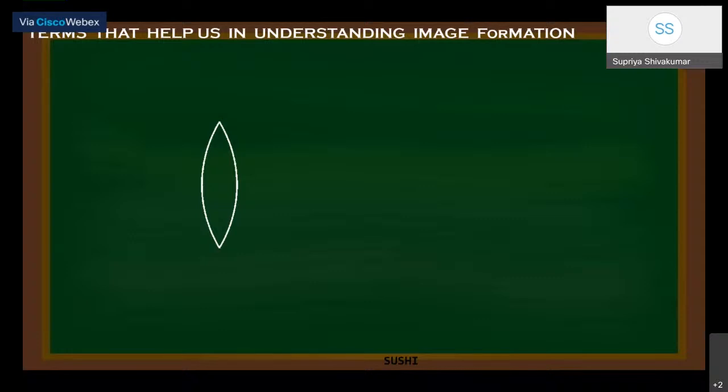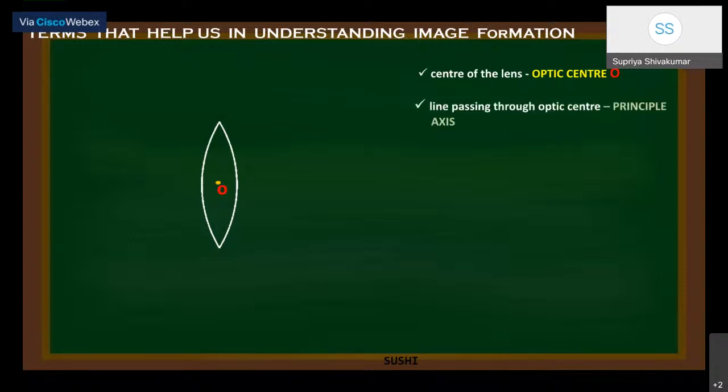So here I am taking a convex lens, and we know the center of the convex lens is called the optic center, and it has been denoted by the letter O. Next, a line passing through the optic center is called the principal axis. Next, just for my reference, I have considered an object and the rays. I'm not explaining any specific cases here. Just for understanding, I have drawn the ray diagrams and an object here.